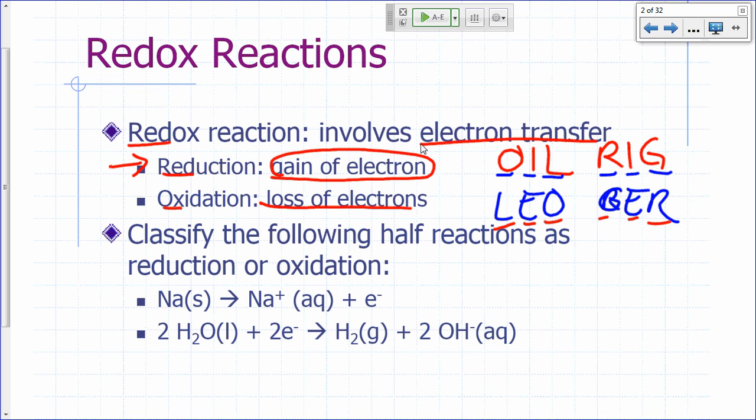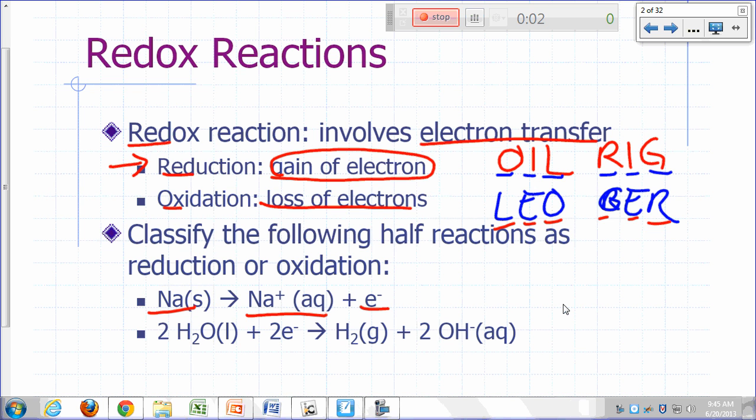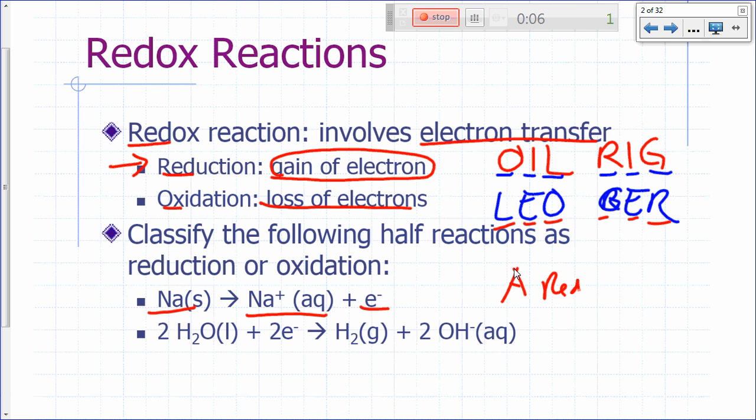All right, so classify the following half reactions as reduction or oxidation. Let's take a look at this one. You have a sodium atom in a solid, so that's a collection of atoms. And then you get ions in solution, each separated from the electrons. Would that be considered reduction or oxidation? Is it A, reduction, or is it B, oxidation? This first one.